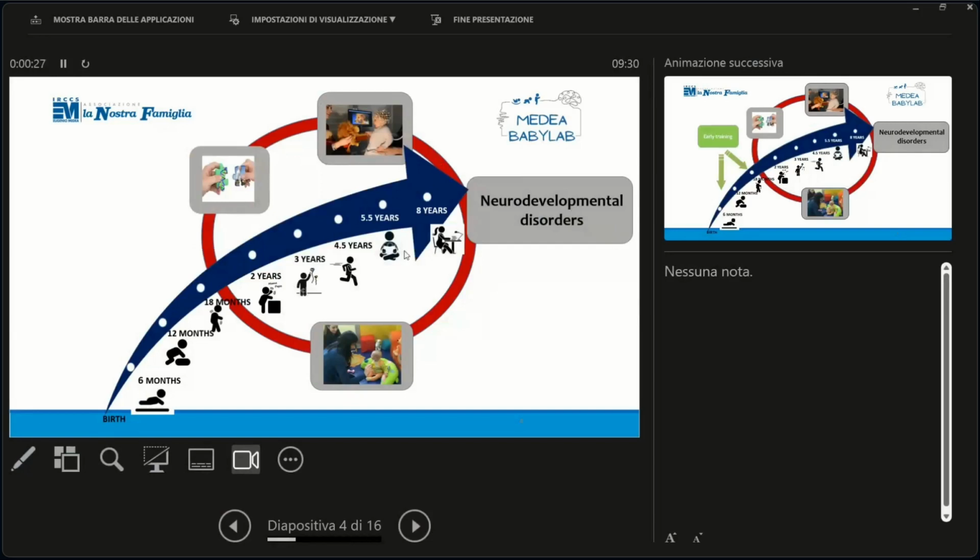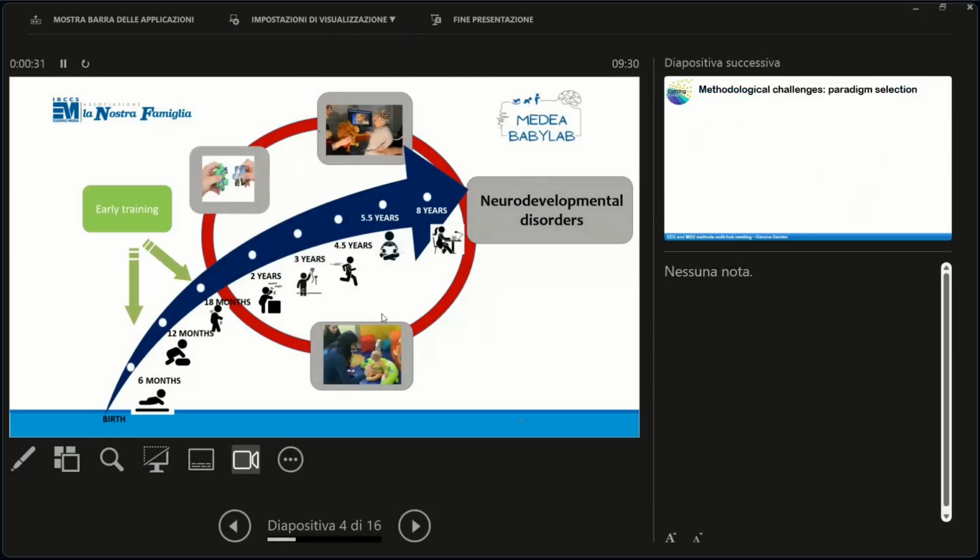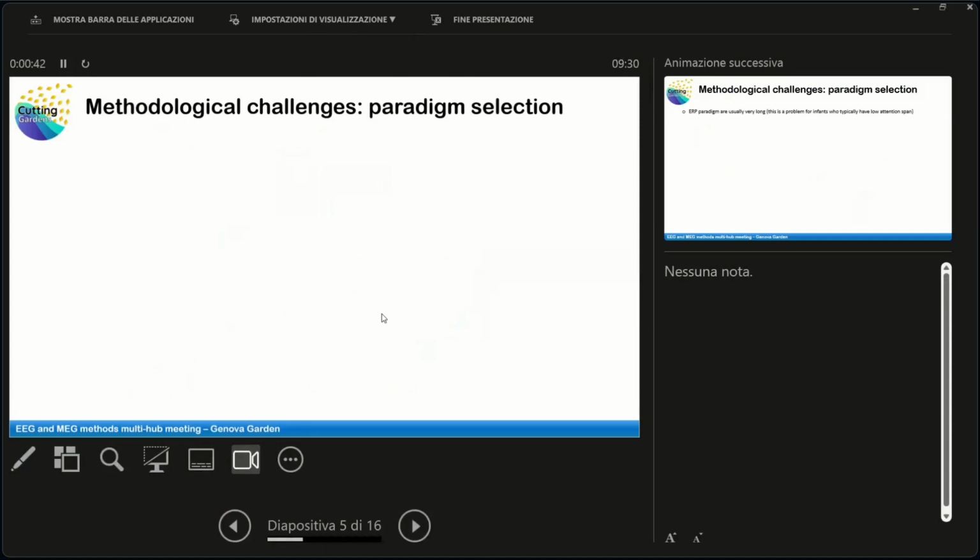And our main technique, well, not the only one, but the main one is EEG and ERP research. We are also implementing some early training, and we also use EEG in order to track the changes before and after this early training. So now, let's see what the challenges are when you're doing infant EEG research, and hopefully we are going to see some solutions to these challenges in this session.